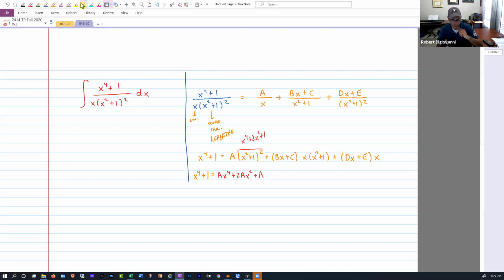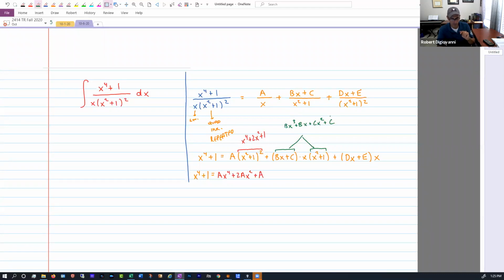All right, now I'm going to do bx plus c times that. Let's see what that is. So foiling that out, that would give me bx cubed plus bx plus cx squared plus c. Everyone understand I'm just doing the two green parts like FOIL?